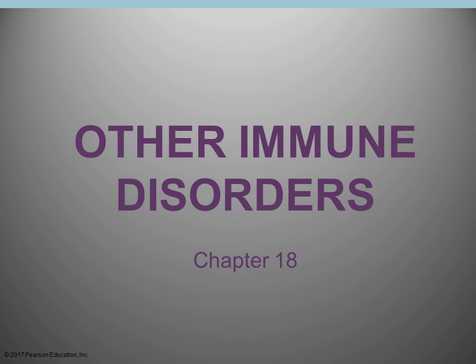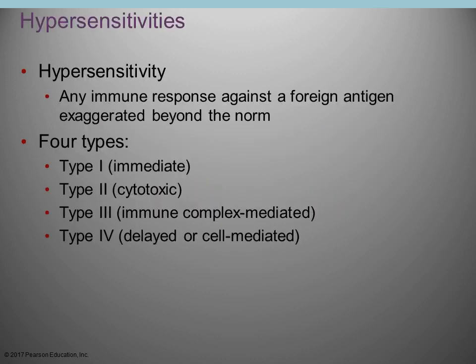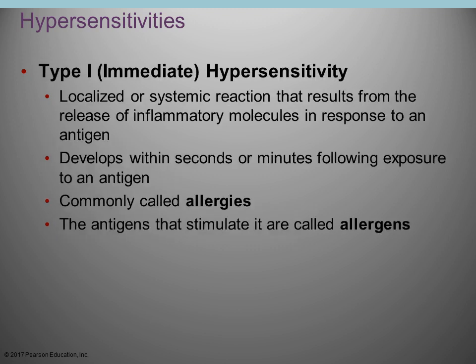This is chapter 18, which deals with other immune types of disorders. Hypersensitivities, there's four main types, 1, 2, 3, and 4. And hypersensitivity is just referring to when the immune response against some foreign entity, some foreign antigen, is greatly exaggerated above what should normally be the response. Almost to the point where you're like, you didn't have to be quite that responsive.